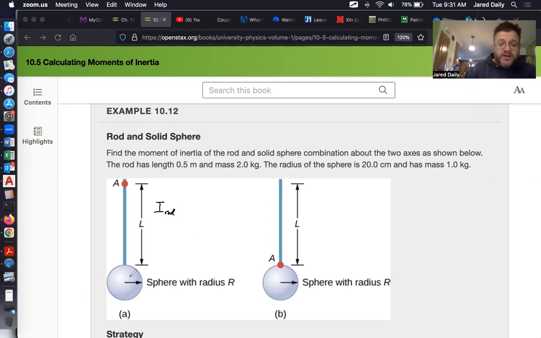This sphere is also rotating around this same point, but this one we're going to have to use the parallel axis theorem, because it's an object that has some shape to it that is rotating about a parallel axis. So here's the axis it's rotating around as a sphere, but as it rotates, since it's connected to this rod, it's also going to be rotating more slowly around its own center of mass.